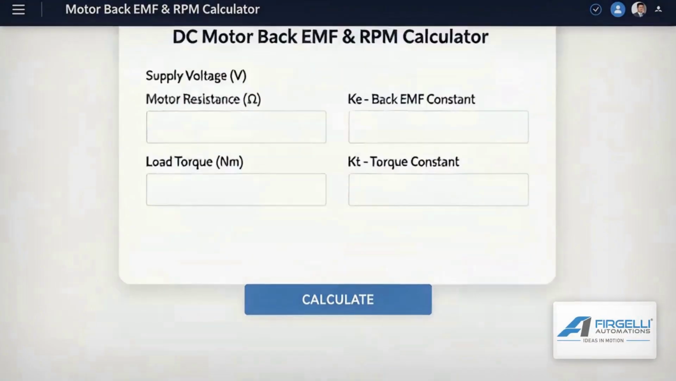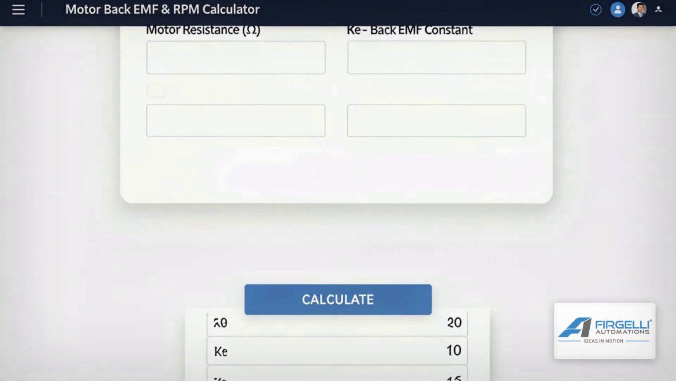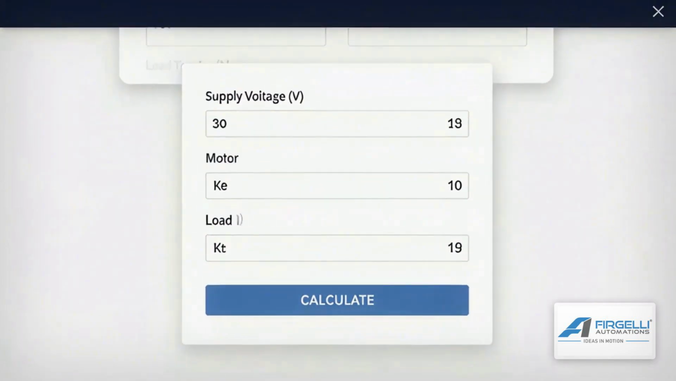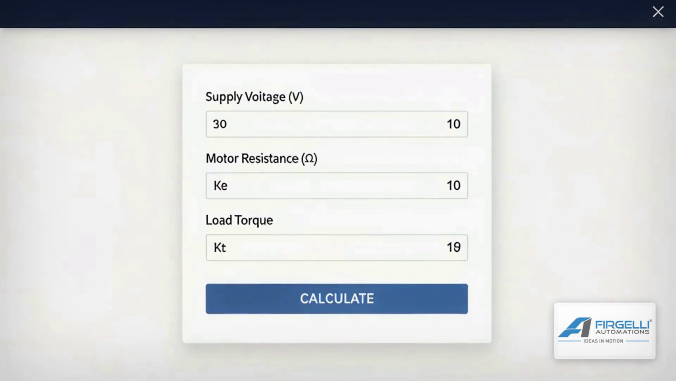Let's work through an example. With supply voltage at 10 volts, motor resistance at 10 ohms, back EMF constant at 10 volts per RPM, load torque at 10 Newton meters, and KT torque constant at 10 Newton meters per amp, clicking Calculate Motor Parameters gives us 3 results.